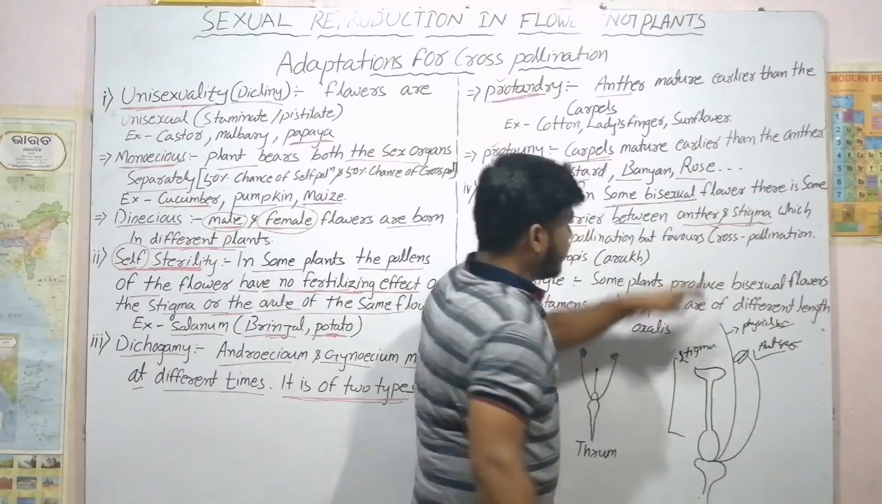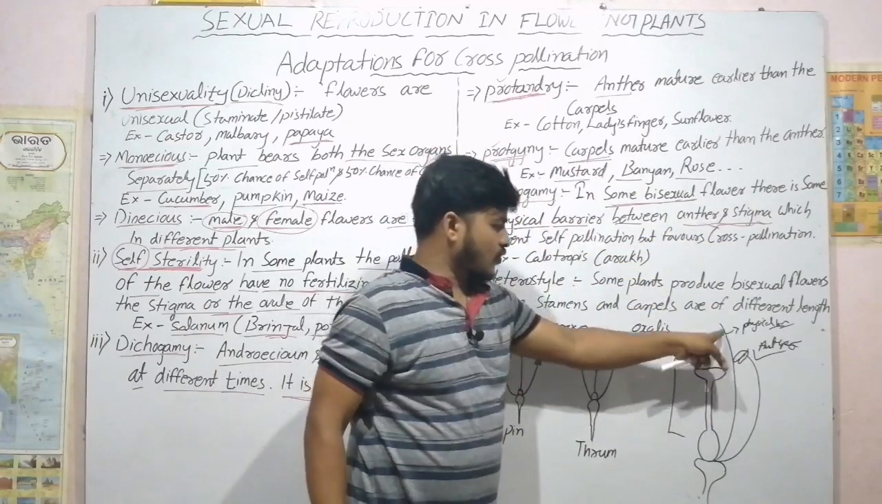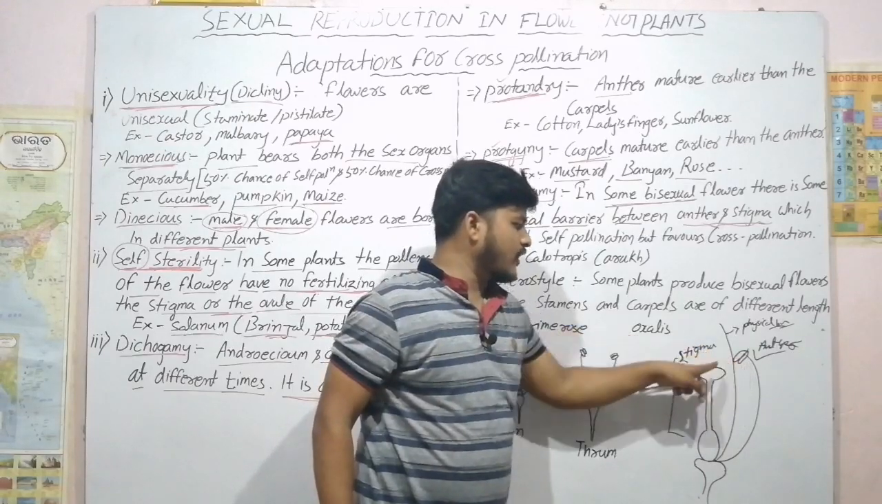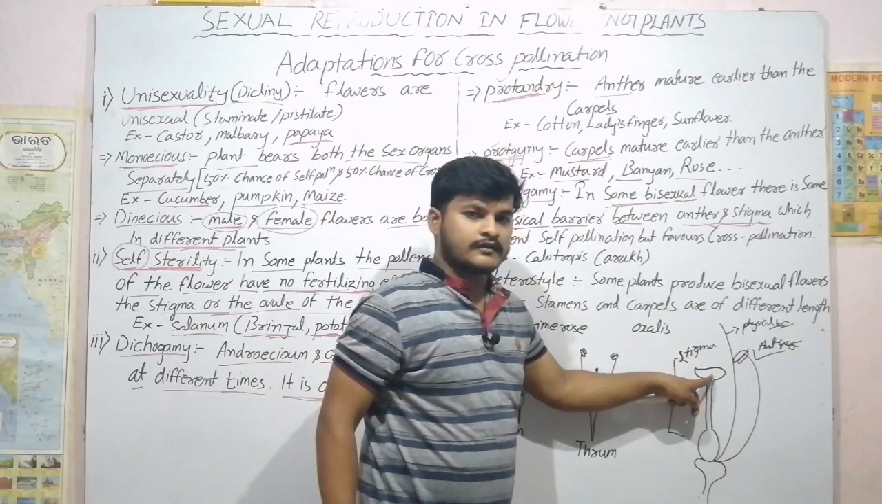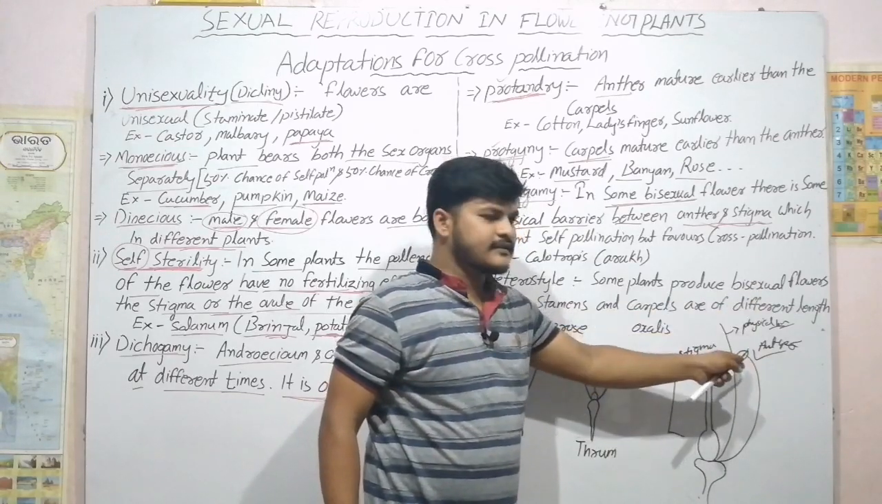Anther and stigma, there is a physical barrier present which prevents self pollination. So as there is a physical barrier, the anther is not going to dehisce over the same flower, and the anther is going to a number of agencies.